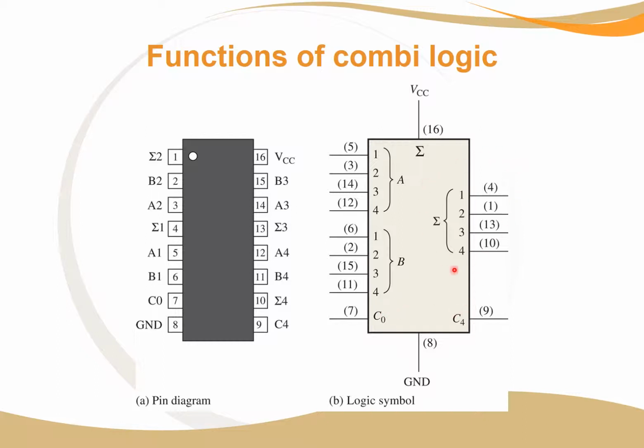Here we have the sum, the result of the equation, where the first bit is at pin 4, then pin 1, pin 13, and pin 10. And then the carry out is C4. So this is how you would wire up this IC to do 4-bit adding.